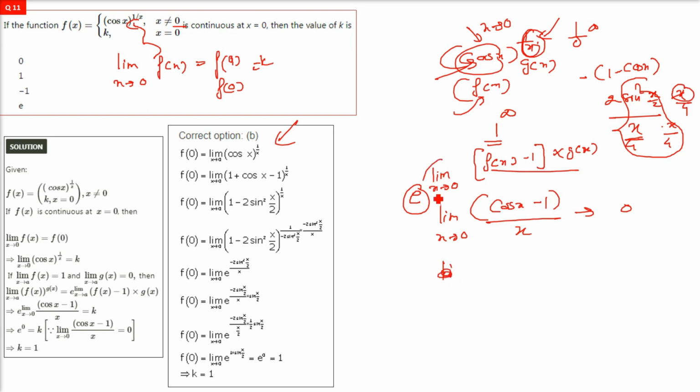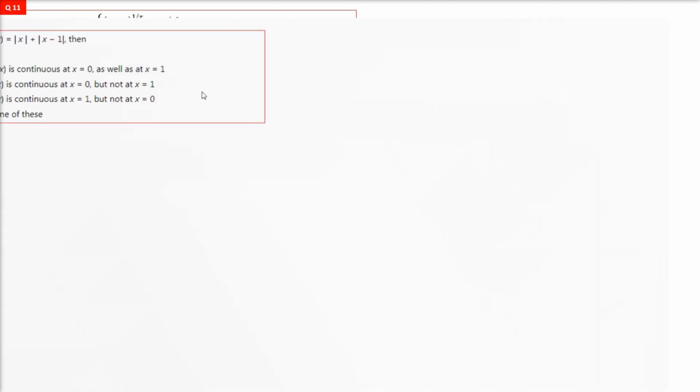So now this is 0. e raised to the power 0 is what we have to equate to k. So e raised to 0 is k. So what is it? Anything to the power 0 is 1. So 1 is k. This is also one of the ways you can go through it, but the concept is the same.